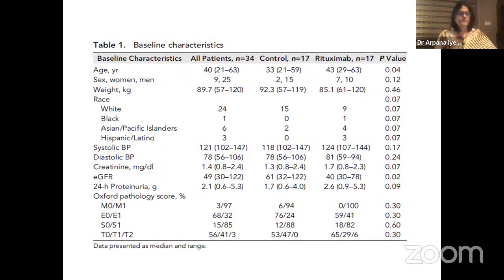Go ahead. Yes. As you can see, the data are presented as median and range. That itself tells us that the data is varied, it's a small sample size, and it's not normally distributed. So that point is also to be noted here, because the data is presented as median and range and not as mean and standard deviation.